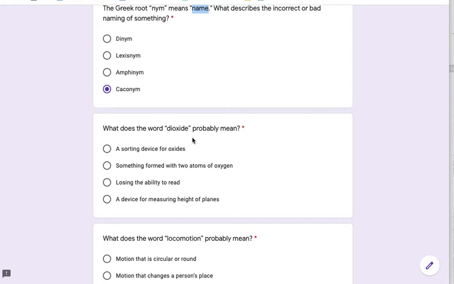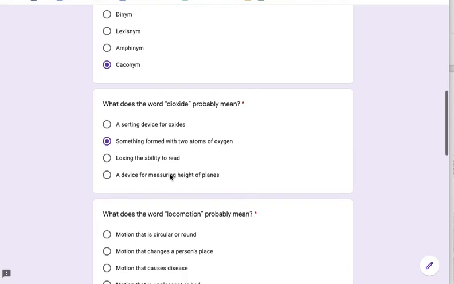What does the word dioxide probably mean? I have no idea, but I do recognize this root because di means two. So I'm going to look at my options and look for something formed with two atoms of oxygen. That makes sense. That's the only one that does make sense.